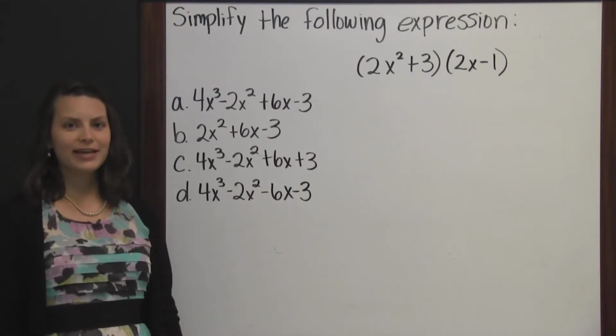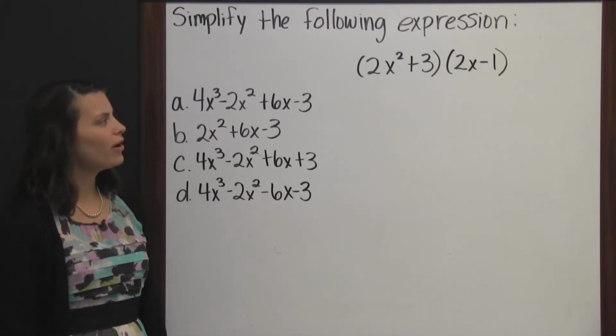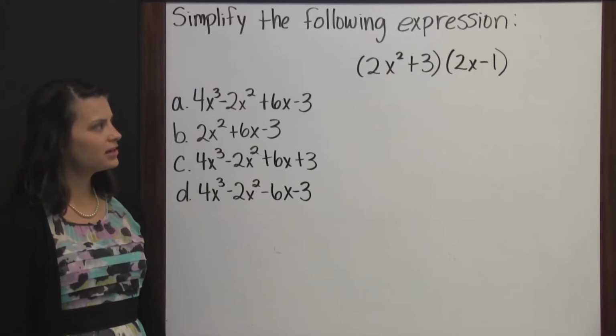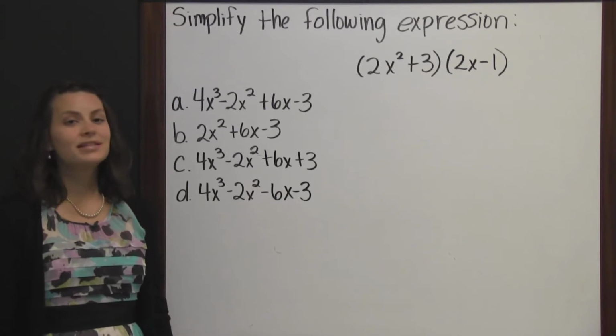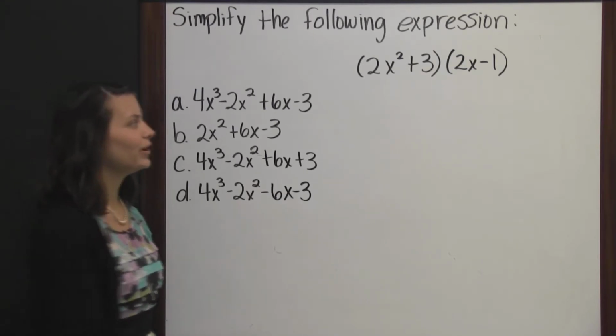Simplify the following expression: the quantity 2x squared plus 3 times the quantity 2x minus 1. To simplify, we need to FOIL.